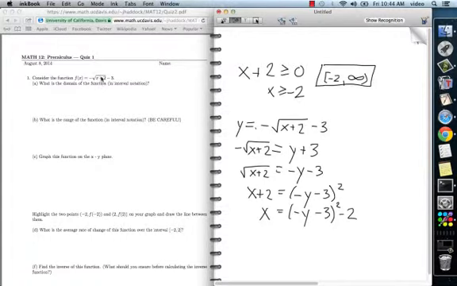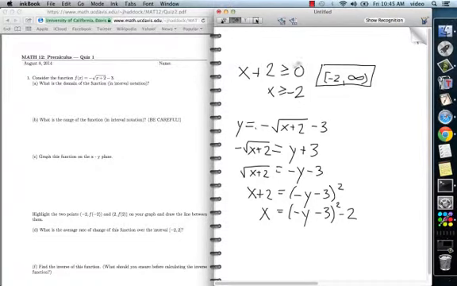Okay, so we have to ask ourselves, given our domain, what can come out of this function? So if I put in negative 2 into my function, I get 0 for this negative the square root of x plus 2, and then minus 3. So 0 minus 3, I get negative 3.